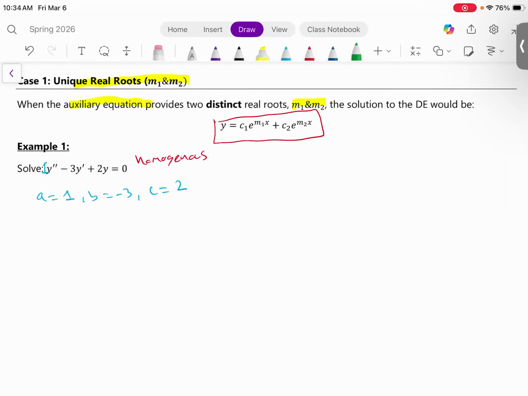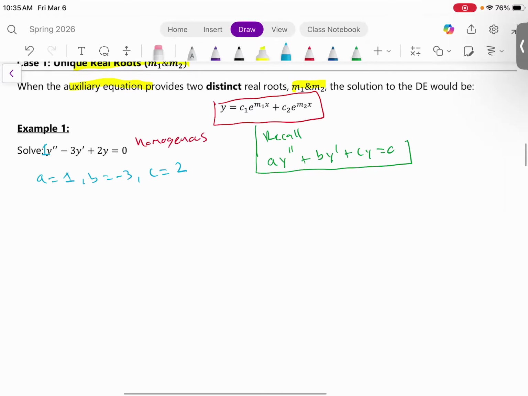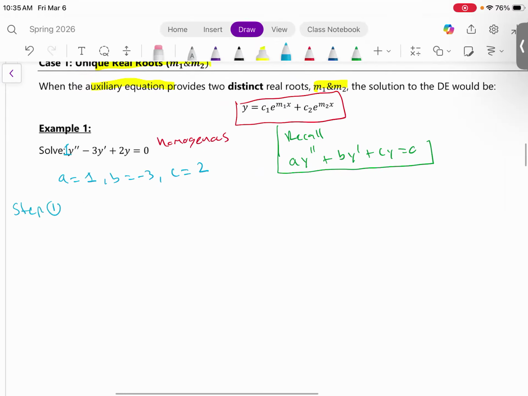And just for reference, what I'm stemming this from is the general constant coefficient DE: a y double prime plus b y prime plus c y equals 0. And so the first thing we want to do, I'll call it step one, is jump to the auxiliary equation. So our equation is am squared plus bm plus c equals 0.